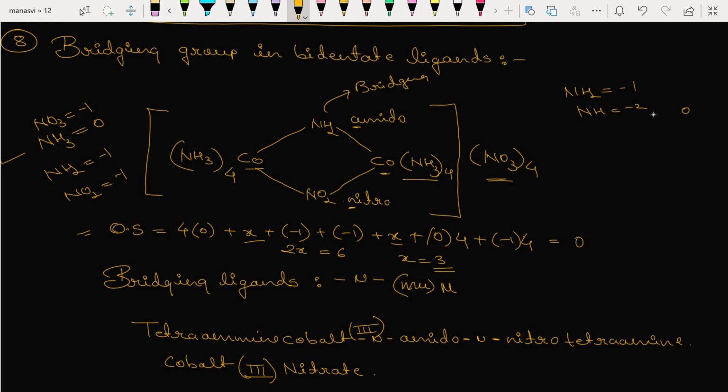Now how to name the bridging ligands? To name or to identify or to specify that a complex contains a bridging ligand, we indicate it by putting mu before the name in the nomenclature.